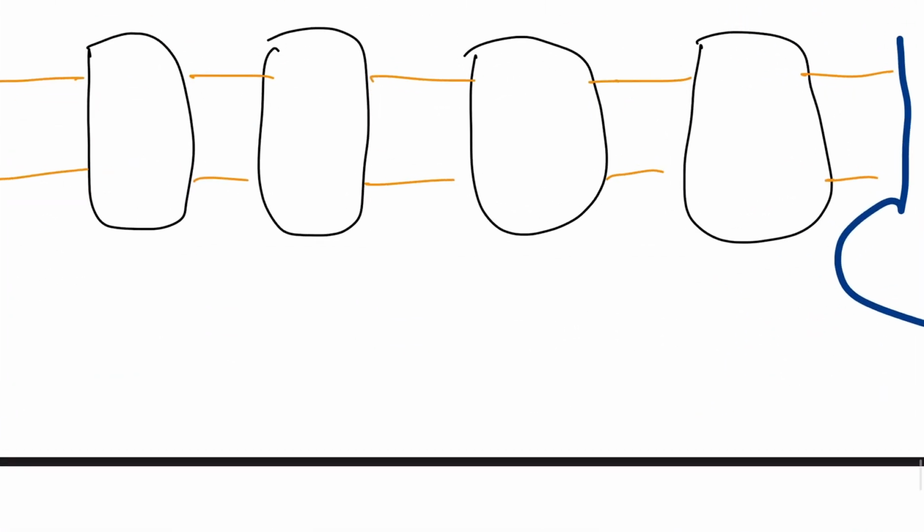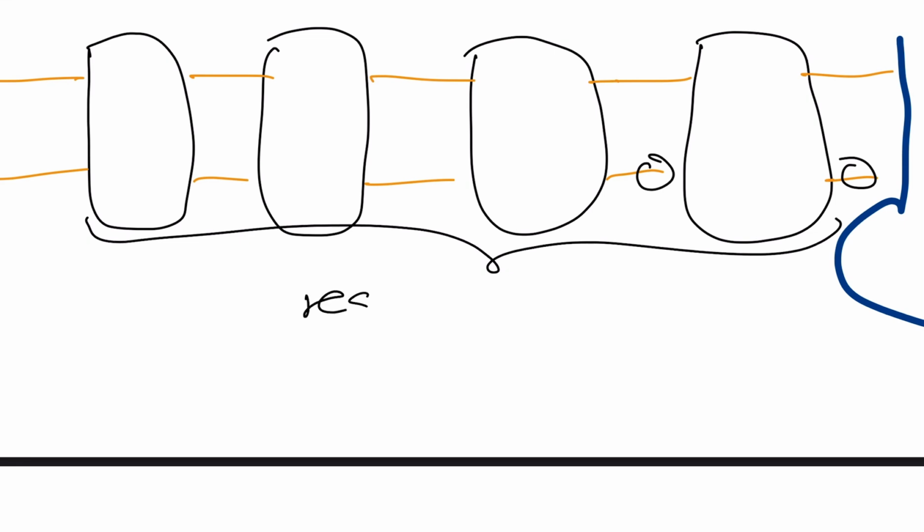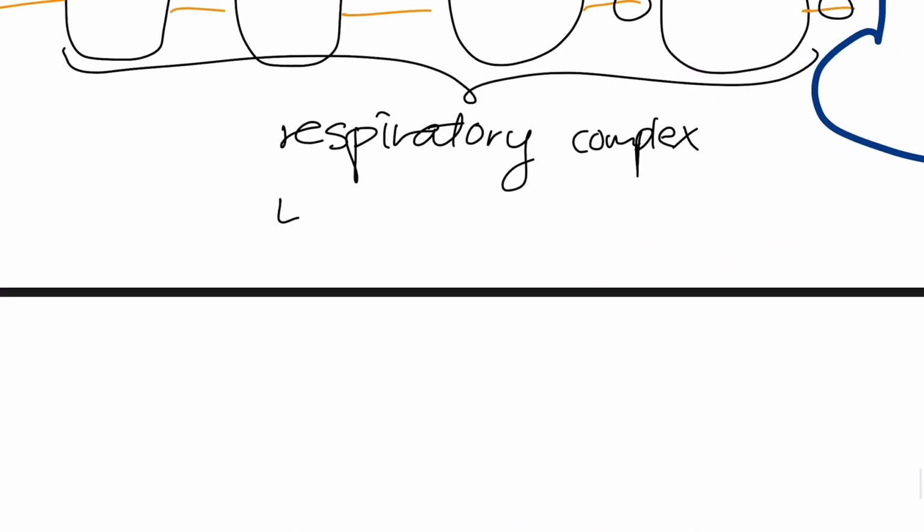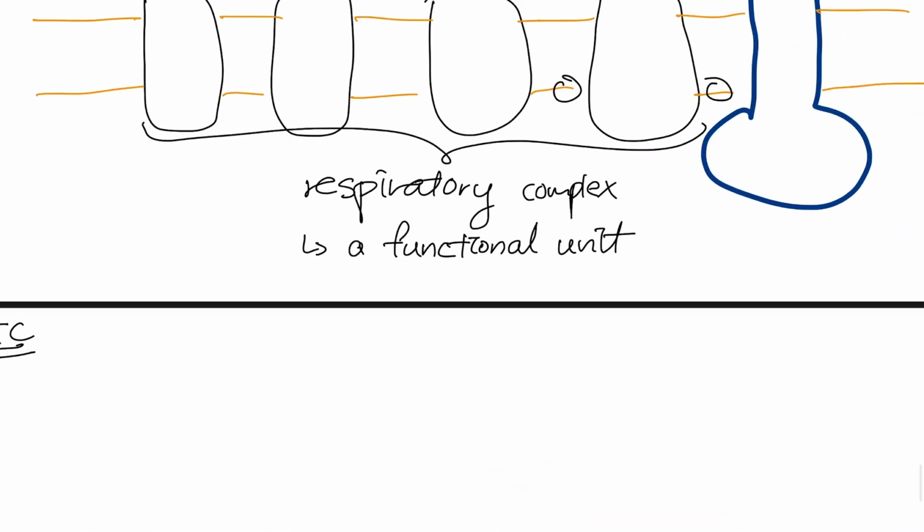I'm actually gonna draw it here. The whole thing is called a respiratory complex. It is a functional unit. You can take it as a functional unit, like a family. It works together. It passes electrons from one to another.